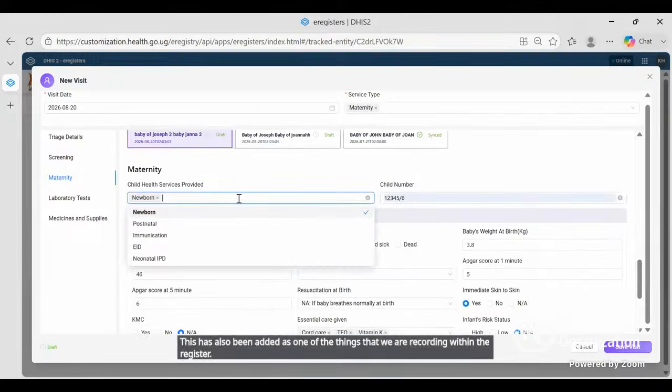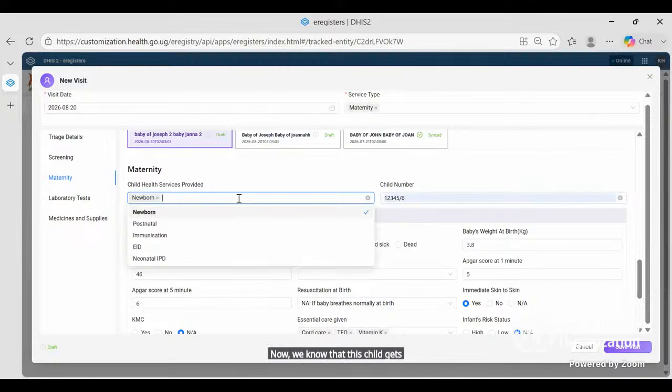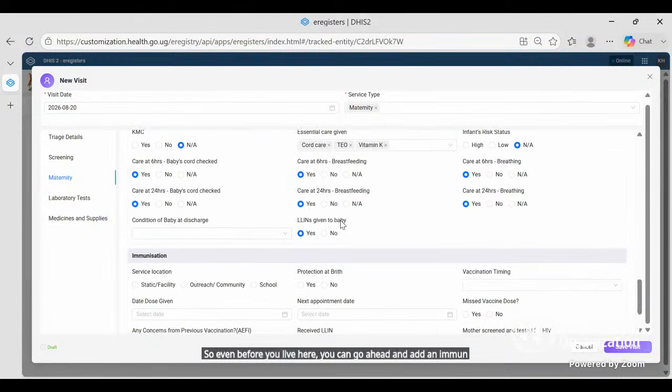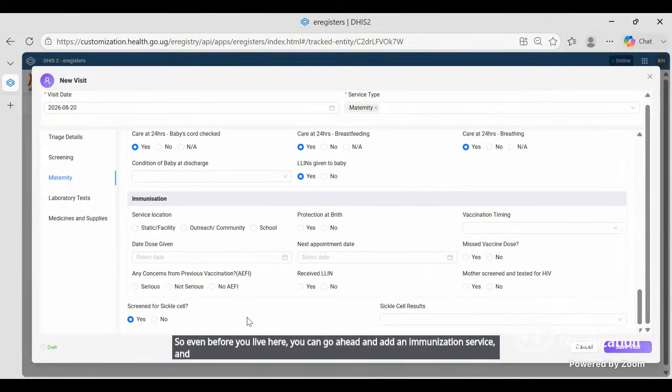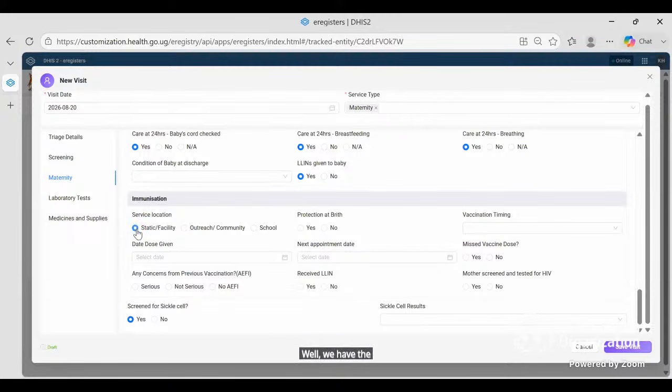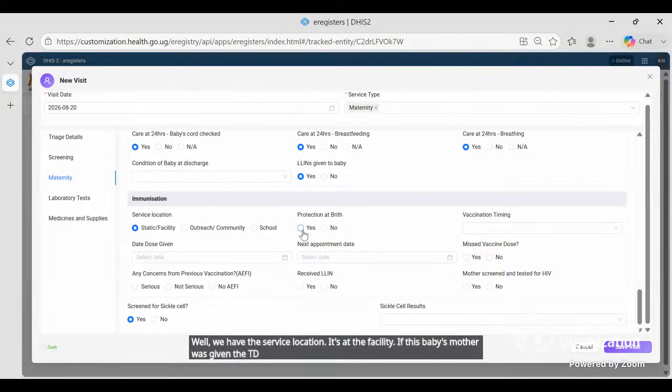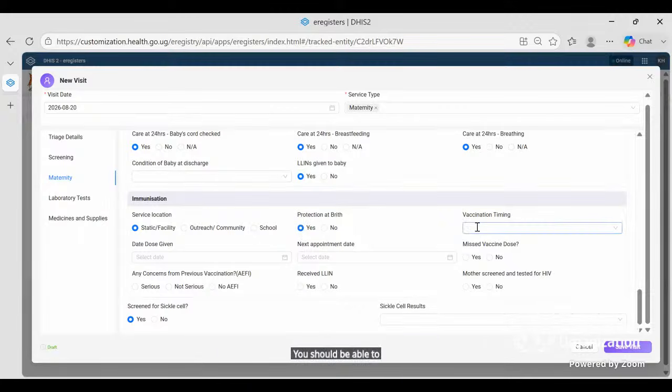Now, we know that this child gets immunization at birth. So even before you leave here, you can go ahead and add an immunization service. And you can see that down here, we have the immunization where we have the service location. It's at the facility. If this baby's mother was given the TD as the definition of protection at birth, you should be able to say that this child was protected at birth.